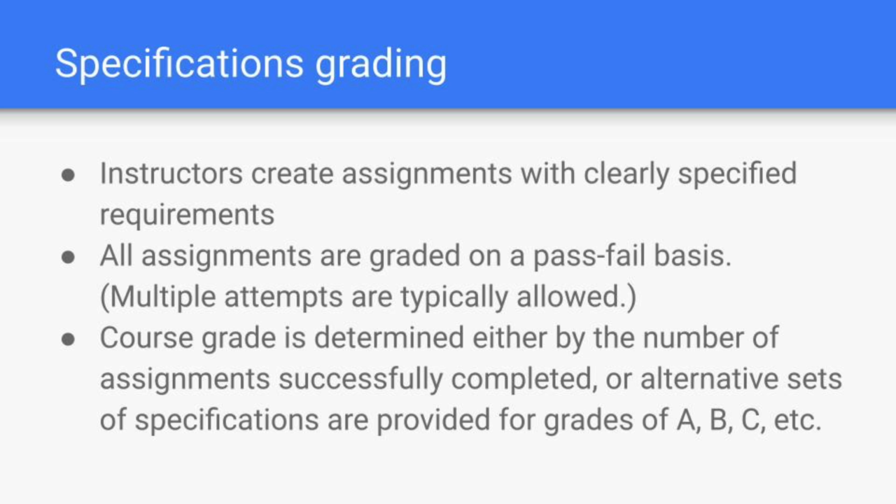And what she suggests is that, well, let's go back a bit. What she suggests is the level for passing should be roughly B-level work, so that if they would have received a B on this in the past with traditional grading systems, that would be considered meeting the specifications. And what she suggests is that the course grade is determined by either the number of assignments you successfully completed, or by putting together different bundles of specifications for grades of A, B, and C, for example.